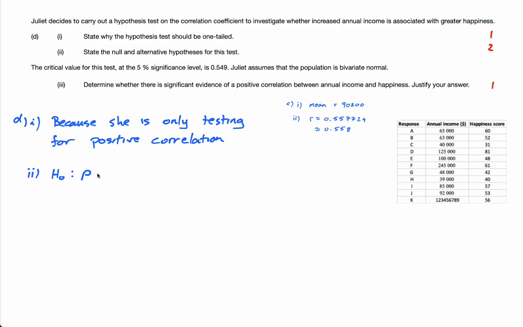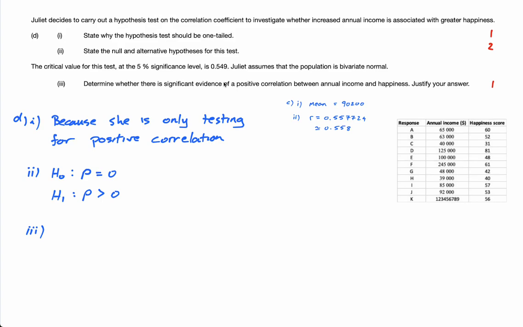So rho is equal to 0 is my null hypothesis, and my alternative hypothesis is that rho is greater than 0. If it was two-tailed, it would just be that it's not equal to 0, but it is one-tailed. So that's the null and alternative hypothesis done. And then finally, the critical value for this test at the 5% significance level is 0.549. Juliet assumes that the population is bivariate normal. Okay, so it's important she has to make that assumption.